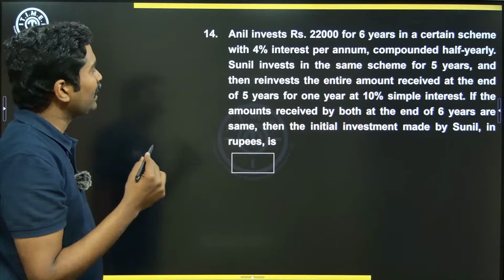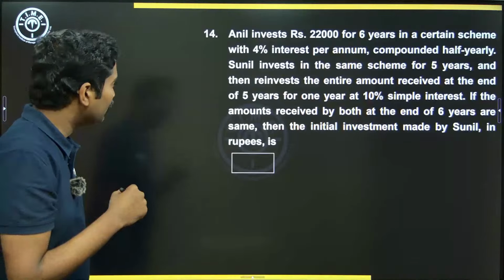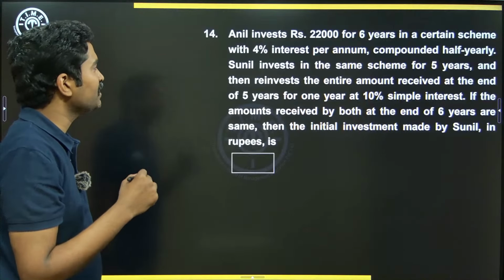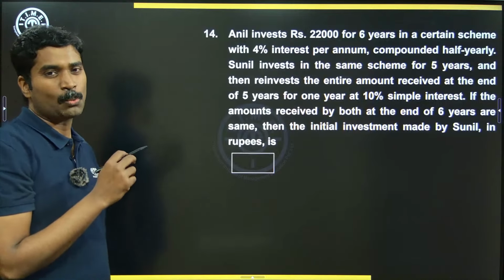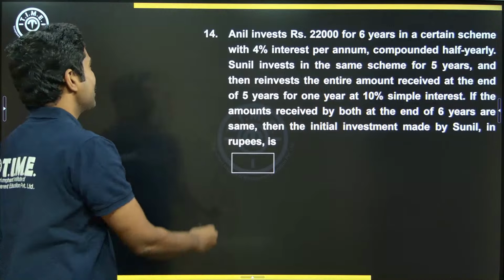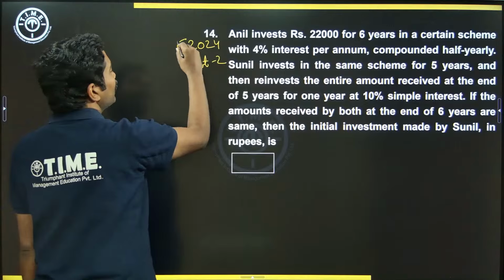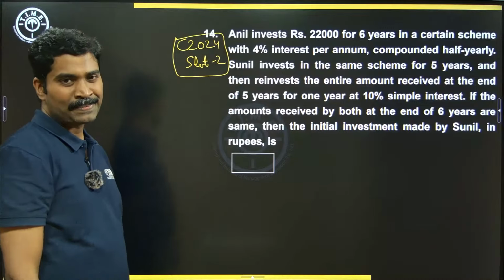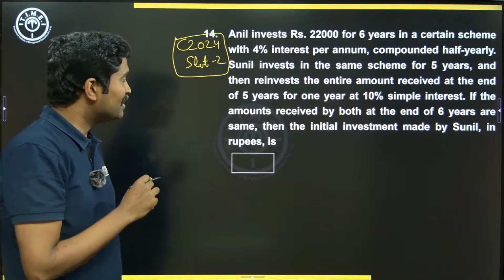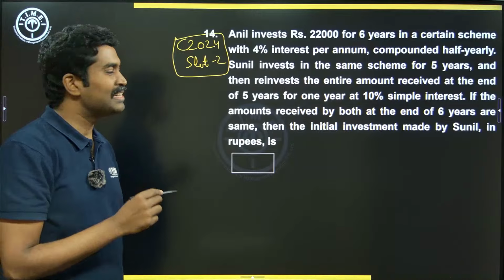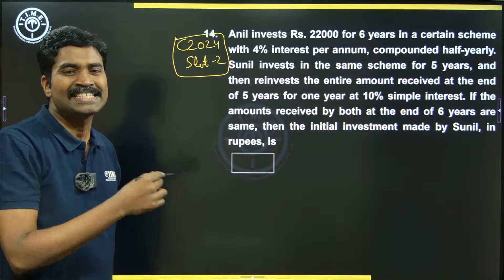Anil invests 22,000 for 6 years in a certain scheme with 4% interest per annum compounded half yearly. Sunil invests in the same scheme for 5 years and then reinvests the entire amount received at the end of the... For those of you who watched our previous videos, you will realize this question came in CAT 2024 in slot 2. The exact same question. Values did not change, numbers did not change, names did not change, right? So for someone who actually looked at the previous year question, they would have answered this in seconds, right?